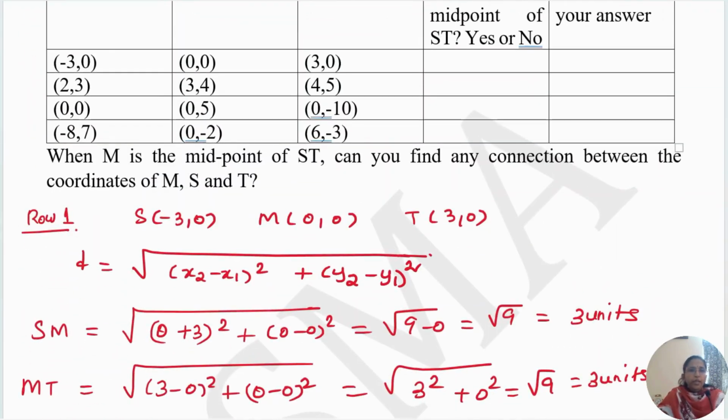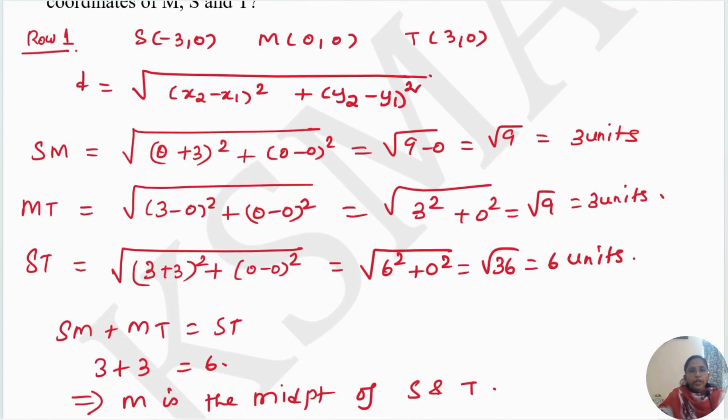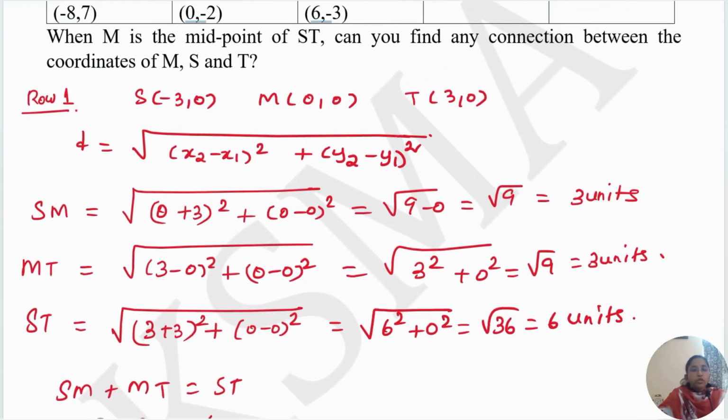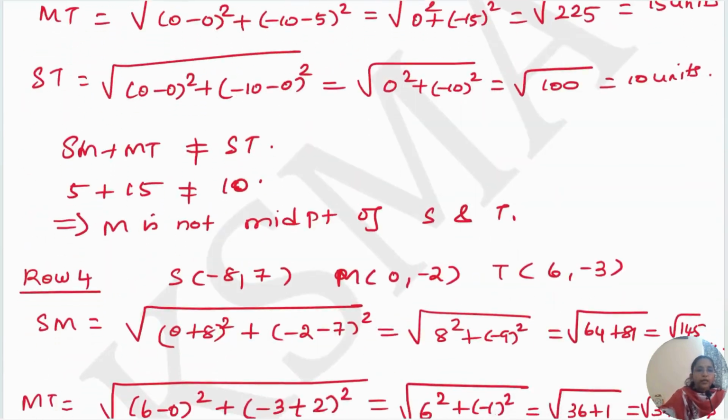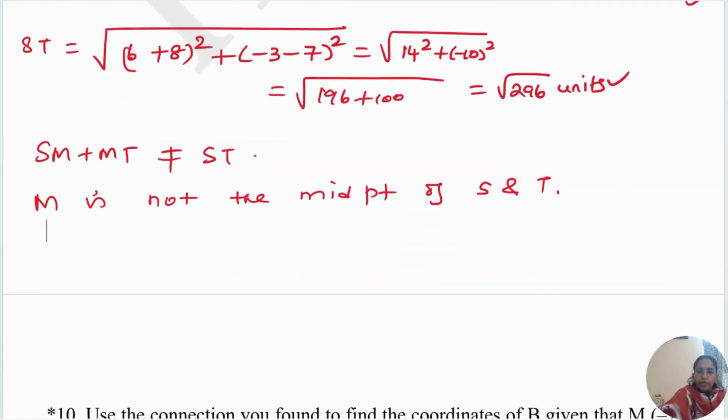And coming to the second part, when M is the midpoint of ST, can you find any connection between the coordinates of M, S and T? Look at your data here. M is the midpoint here. So in that case, the x coordinate of M will be the average of the two data, x of S and x of T. Average of these two data. And similarly, the y coordinate of M is also the average value of the two y data. So you can write your answer this way.